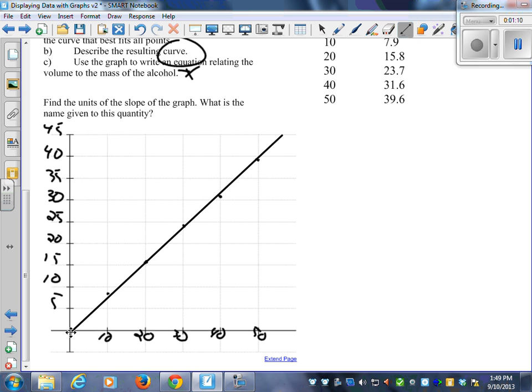All right, use the graph to write an equation relating the volume to mass of alcohol. Anybody come up with an equation? Hard, right? Okay, here are the steps. Number 1, find the slope. Pick 2 points that you think are good indicators of the line. Now you could go 0, 0. Yeah.